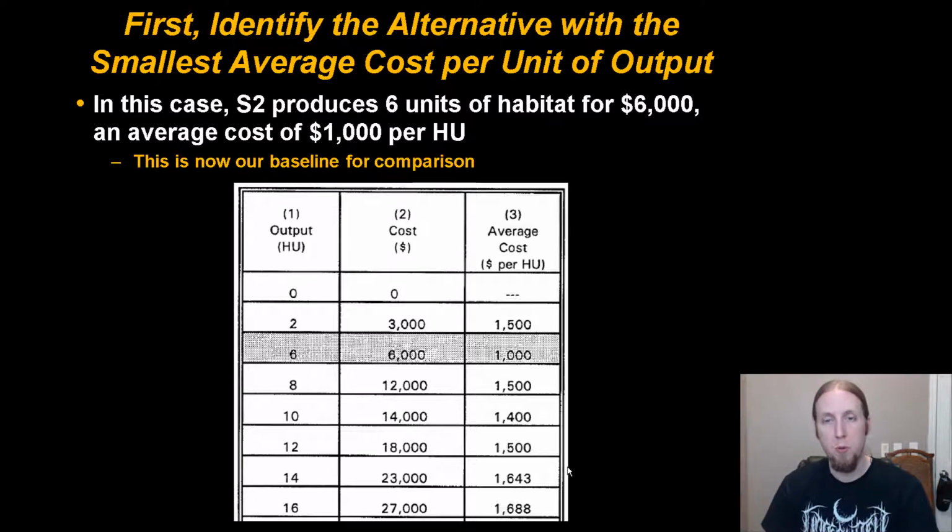And similar to what we did with benefit cost analysis, we're going to use an incremental analysis in order to identify what project that represents an incremental investment is most worth pursuing if we're going to go beyond the 6 habitat units provided by strategy 2.